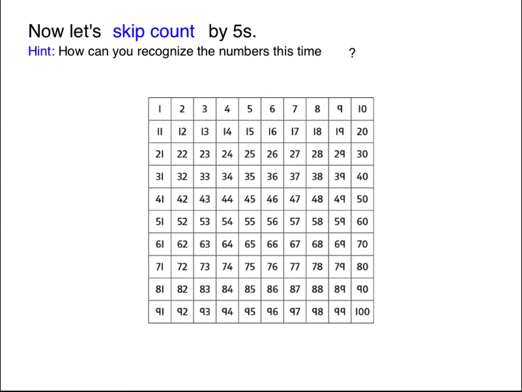Now we're going to count by fives. 5, 10, 15, 20, 25, 30, 35, 40, 45, 50, 55, 60. I sure hope you see a pattern. 65, 70, 75, 80, 85, 90, 95, 100. In the chart, you can see they go straight down. When we're counting, you should look at the last digits. The last digits always go 5 and 0.